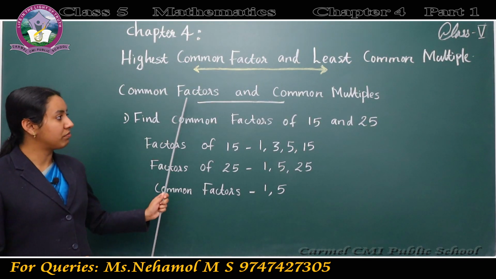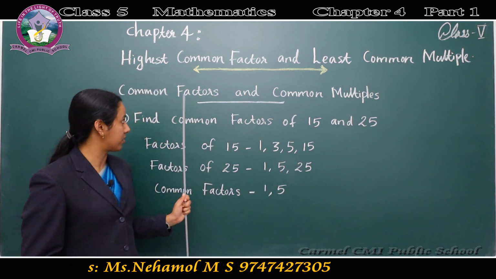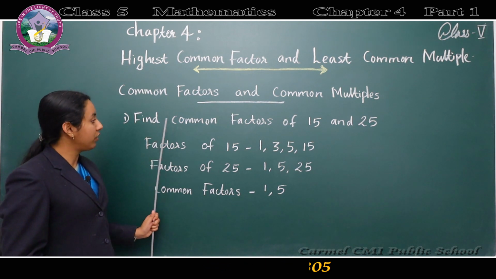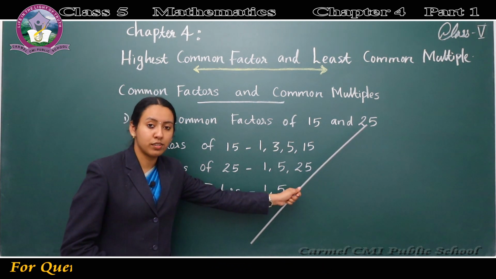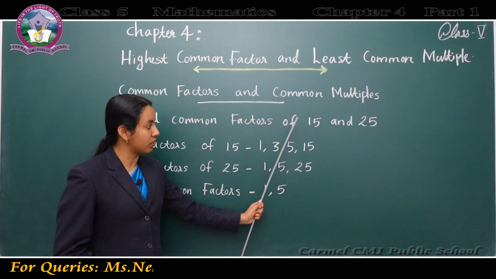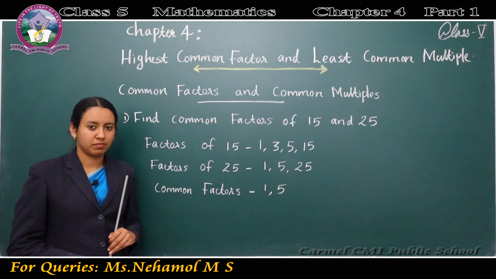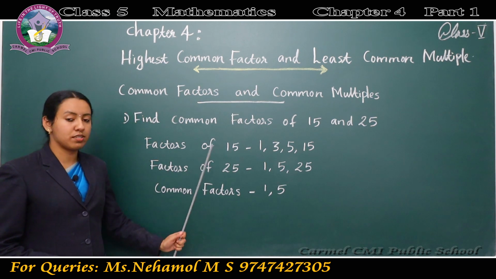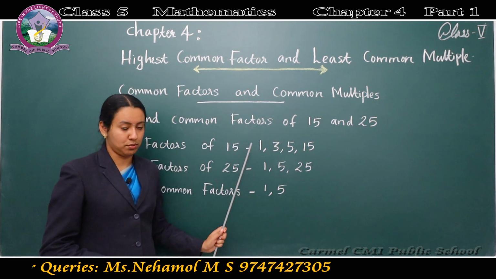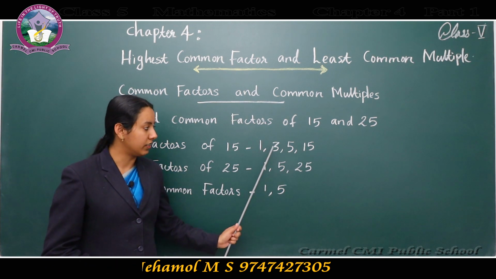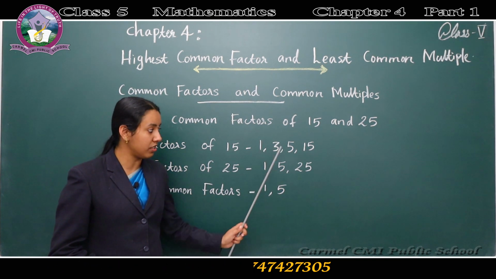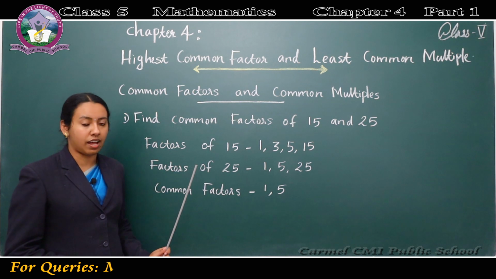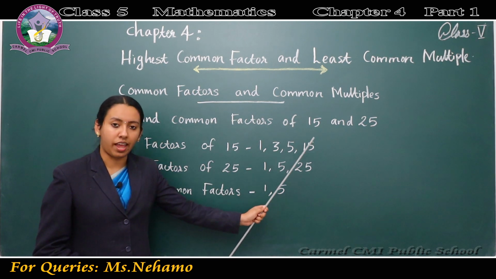Next one, common factors and common multiples. Consider the first question. Find common factors of 15 and 25. First we have to list the factors of 15 and 25. Which are the factors of 15? 1 into 15 is 15, so 1 is a factor, 15 is a factor. Then 3 5s are 15, so 3 is a factor, 5 is a factor. Is there any other factor? No. So, factors of 15 are 1, 3, 5 and 15.